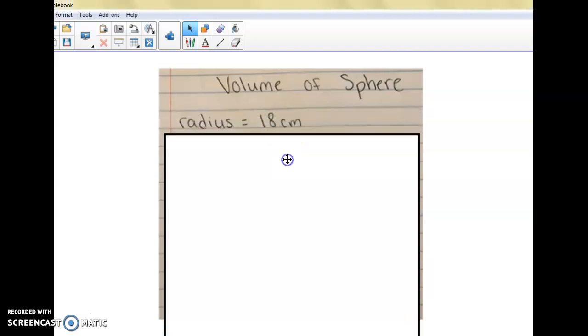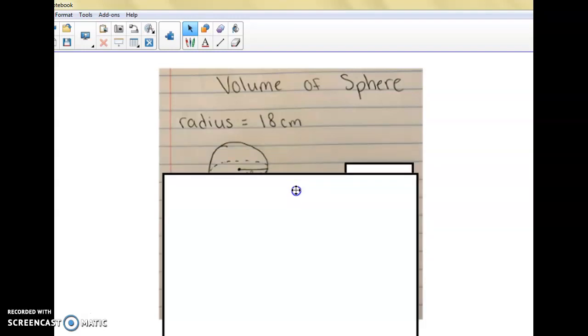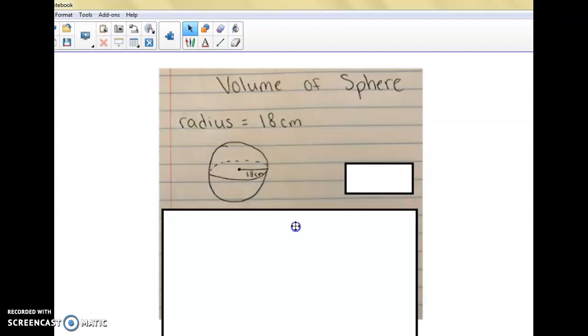So for this example, it might tell you that the radius of the sphere is 18 centimeters. Okay? You might also be given a picture. Something like this. Ignore my drawing skills. This is a sphere, and it gives you the radius halfway across the center of the circle, 18 centimeters again. And in the directions, it will tell you that you're using 3.14 for pi.